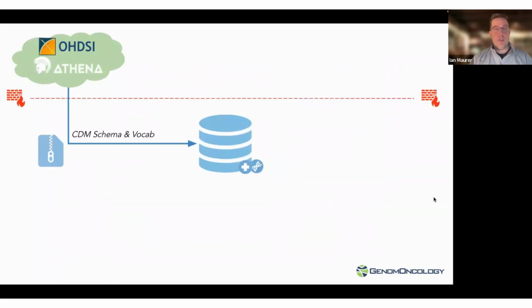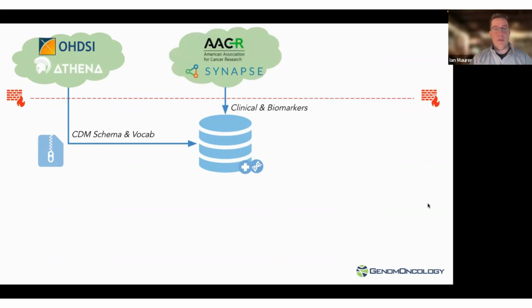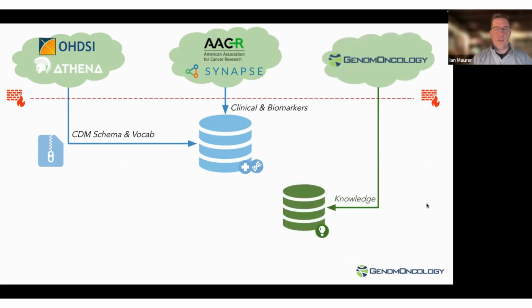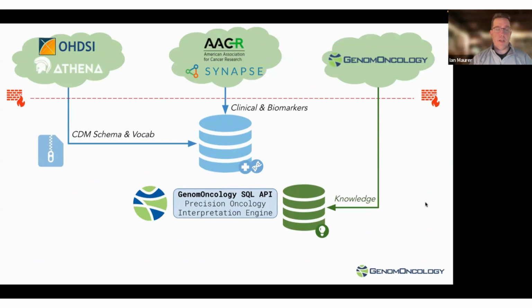So for this demonstration, I've brought down the common data model from the Odyssey project and Athena, brought down their vocabularies and data structures and loaded those into a Postgres data store. I then brought down the GENIE data, right, the actual clinical markers for the 19,000 patients and their biomarkers. And then GenomOncology, an instance of our knowledge base, and also loaded into Postgres. And then basically unlocked the ability to query the clinical and biomarker information using the GenomOncology SQL API.